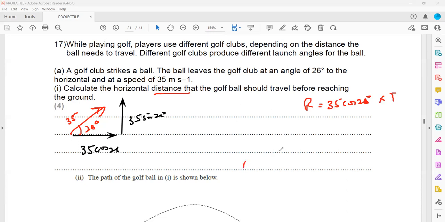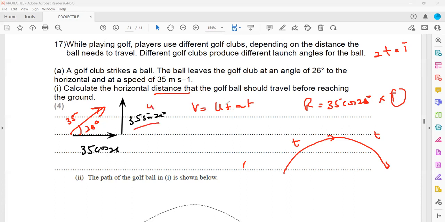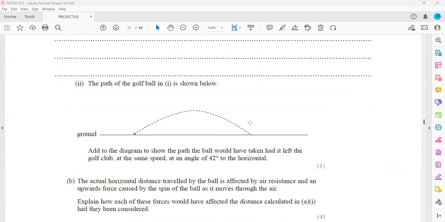So first we'll find the time to reach the maximum height, and then the total time will be double of that. Like this, t will be equal to twice the time to reach the maximum height. And how to get the time for maximum height? v is equal to u plus at, where u is the vertical component here. v will be 0 here, a is the acceleration due to gravity, and we'll work out the time. Then we double it, so we get the total time, and multiply to get the range. So same question, you just have to substitute the values.